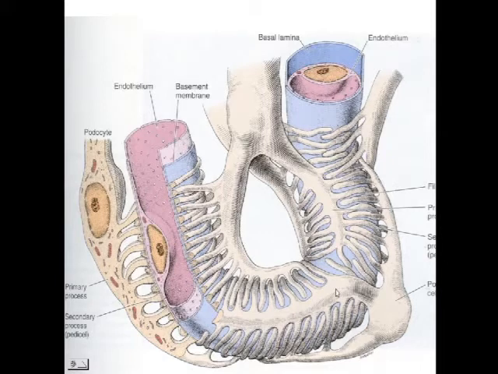These primary processes resemble the tentacles of an octopus, and each of these processes extends towards one or more glomerular capillary loops and gives rise to numerous secondary processes which are known as the pedicels. And there are slits in between, the filtration slits.